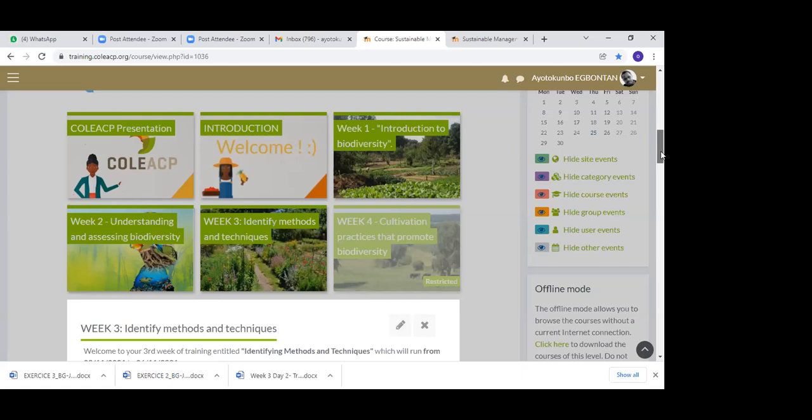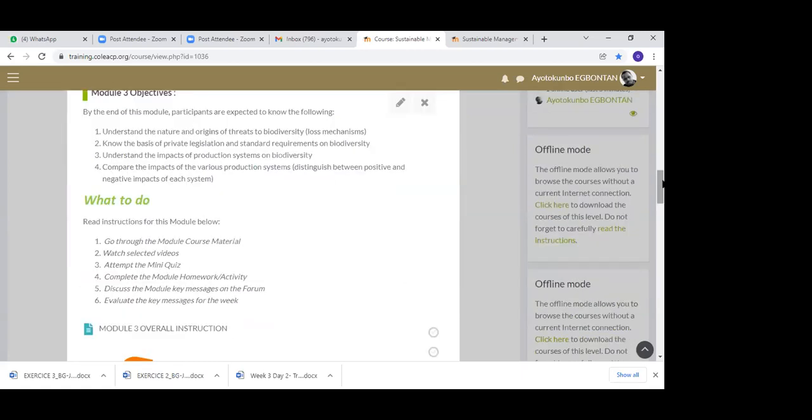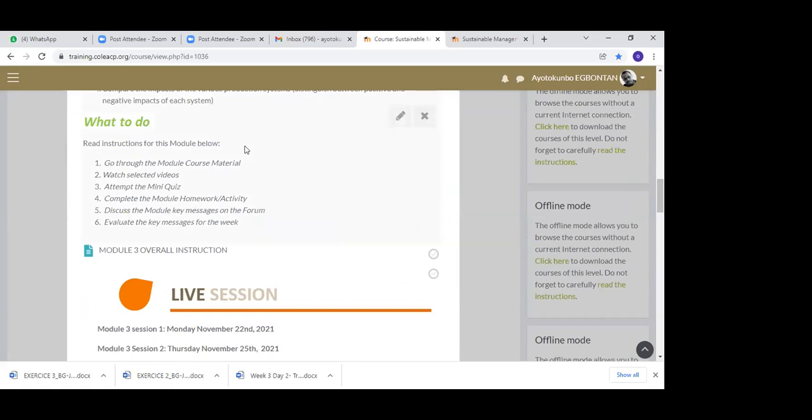If you go to week 3, you will agree with me that the 4 objectives that we needed to achieve in the course of this week have already been achieved through the training. Allow me to talk us through what to do for every participant. Just on your phone, this does not require so much bandwidth. Open the e-learning platform and go through what to do.